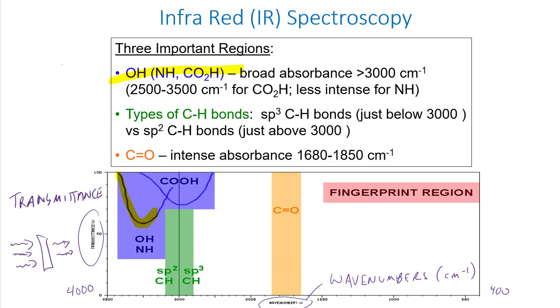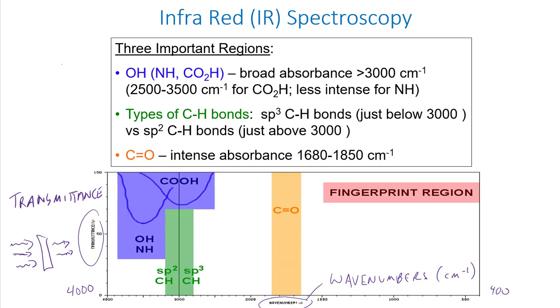So an OH or an NH will tend to absorb in this region above or to the left of 3,000. The carboxylic acids tend to be a little more centered around 3,000, which can be a bit of a confusion point because the CH bonds that we're interested in tend to be centered right around 3,000 wave numbers. And so again, the presence of an absorbance here like this would indicate the presence of an OH in the molecule.